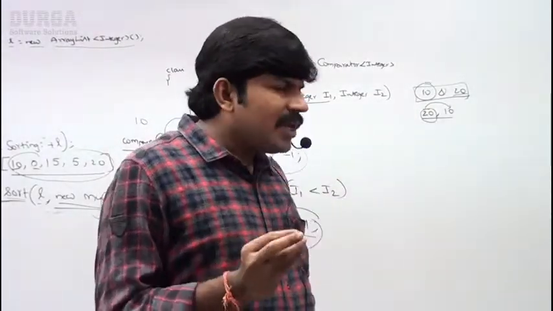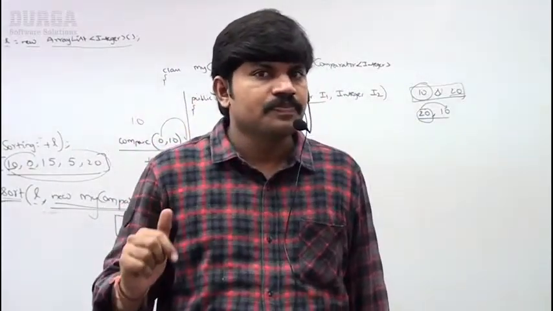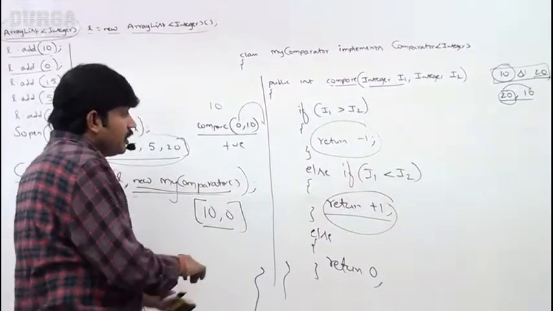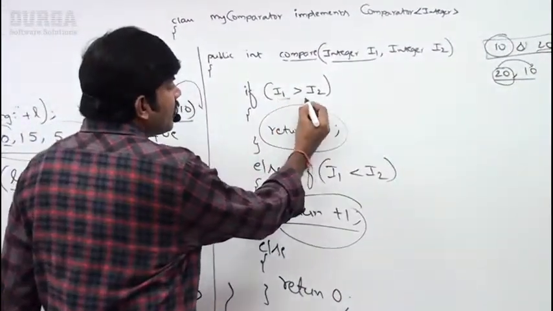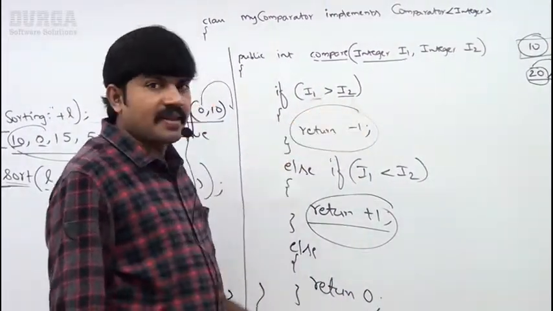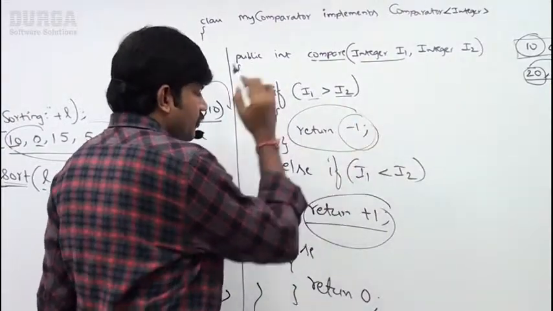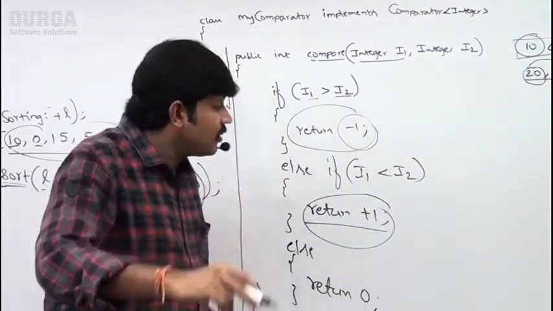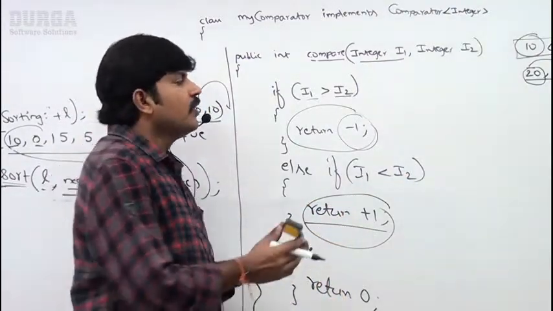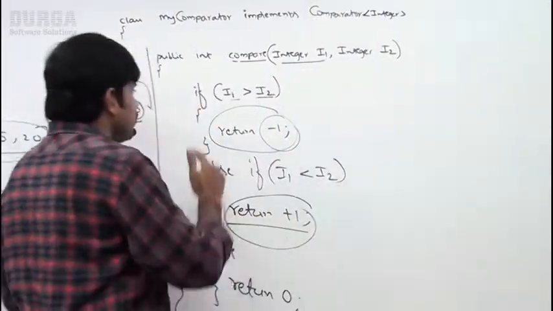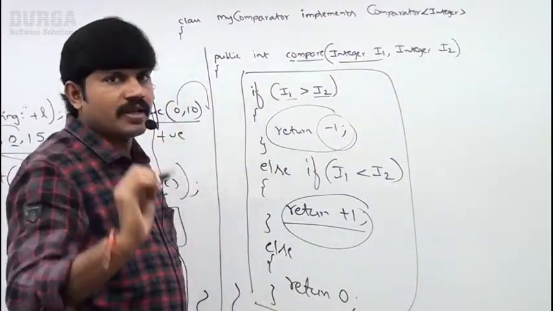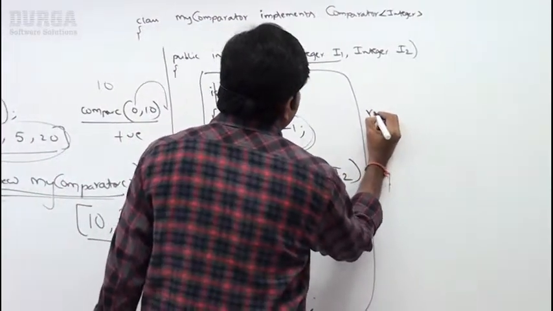But now let me use a small shortcut for this. Listen carefully. If I1 is greater than I2, what do I have to return? -1. Else if I1 is less than I2, return +1, else return 0. Now instead of writing this much code, I want to take a small shortcut.